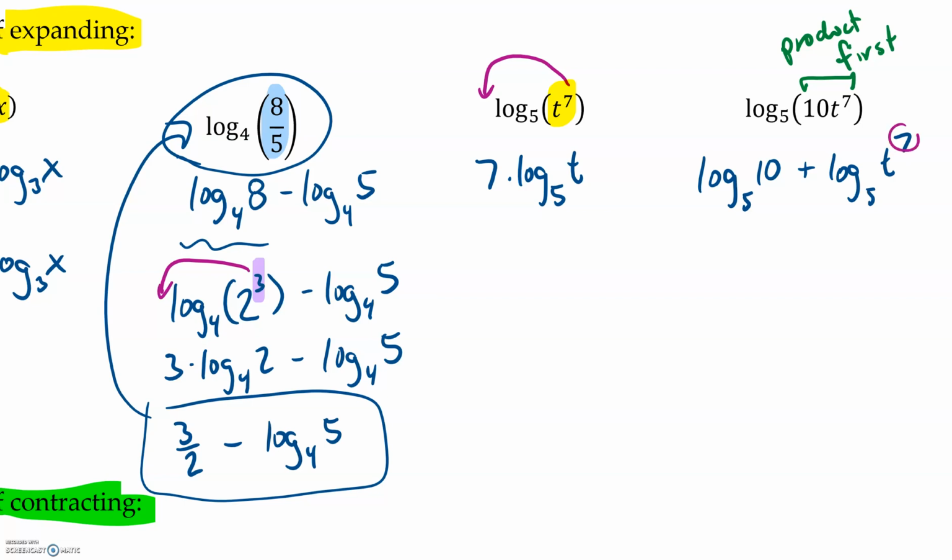And now we can use the power rule to bring that 7 to the front, and it will just apply to the second logarithm, 7 times log base 5 of t, and it doesn't multiply with that first logarithm. So that's why we had to do the product rule first, so that everything that was left behind inside the parentheses that I could add there, everything left behind is now raised to the 7th power.